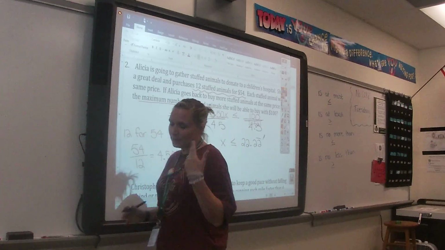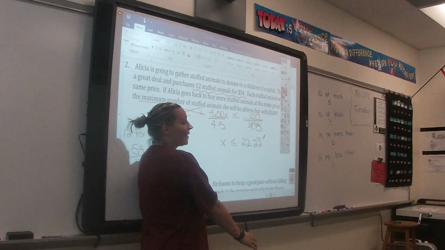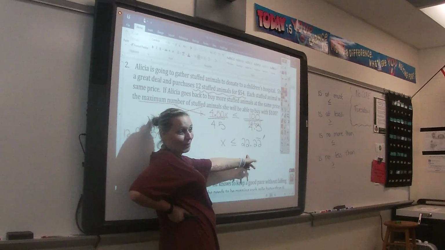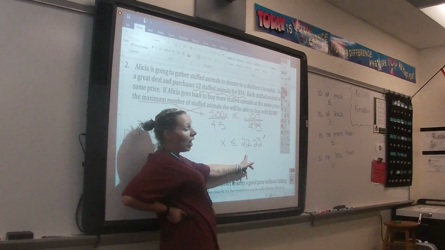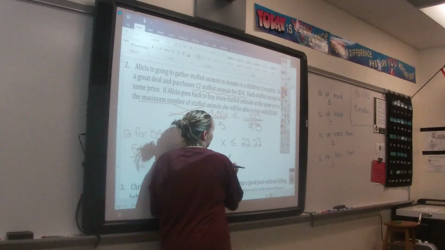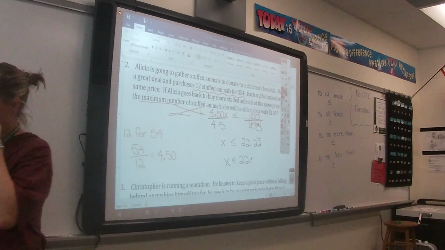I mean, it's all repeating anyways. What do we get? 22. So what's our answer? 23. No, 21. No, I meant 22. Sorry. Because x has to be less than or equal to 22.22. Don't go all the way down to 21 because 22 is less than this, right? So she has to buy less than or equal to 22.